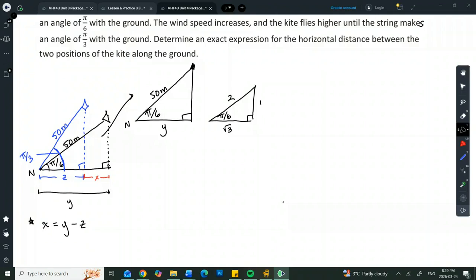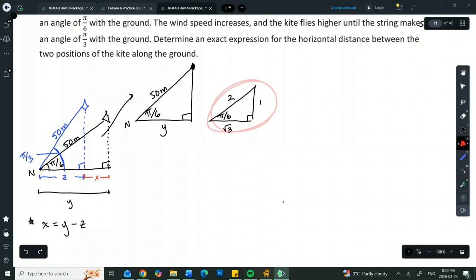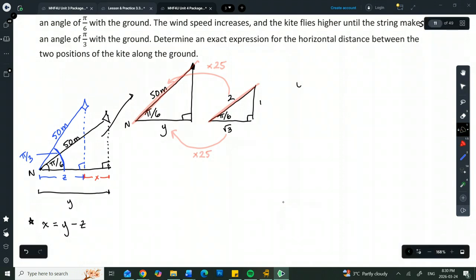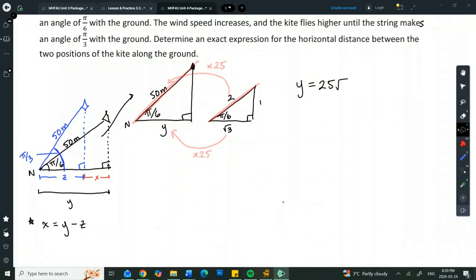All I really need to do in order to figure out y is figure out the scale factor to get me from this mini version, or the simplest version of this triangle, to this. Well, this side right here corresponds to this. So to get from 2 to 50, all I need to do is 50 divided by 2, and that gives me the scale factor of 25. So if I do a similar thing over here and multiply by 25, this must mean that y is equal to 25 times √3 meters. And that gives me an exact value for y.